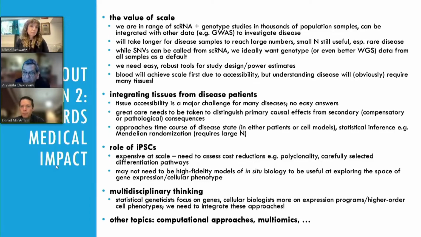We also talked about the role of induced pluripotent stem cells and other types of differentiable cell models. iPSCs are obviously expensive at scale, so in order for these to work at large scale, we need to think about ways to reduce cost, such as, for instance, accepting polyclonality of cells or carefully selecting differentiation pathways that we go down. We can't explore the entire differentiation space.